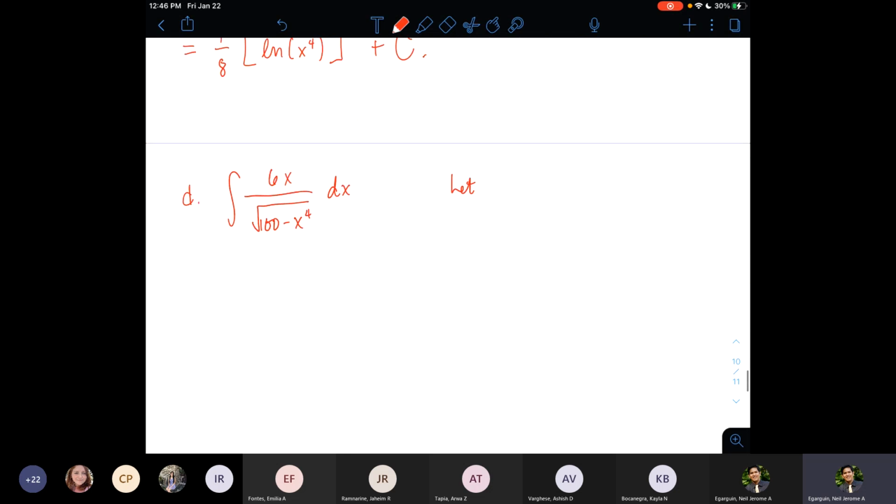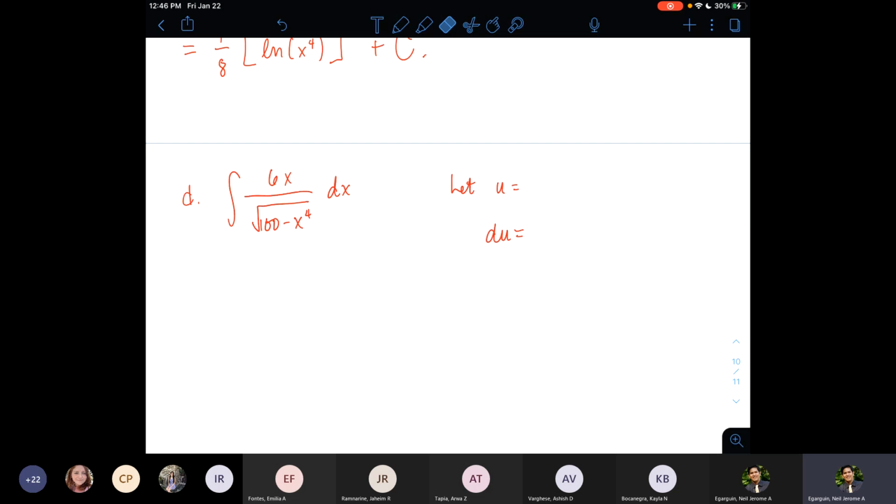Okay, now going back to problem D. If I let u be equal to 100 minus x to the fourth, du then would be negative 4x cubed dx, something that I cannot get in the numerator, right? Because I only have an x, but it requires me to have an x cubed to get the du. So this is not an appropriate substitution. Taking u to be equal to the entire square root won't be productive either.